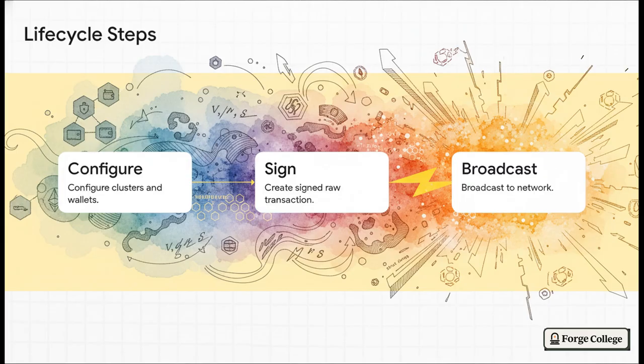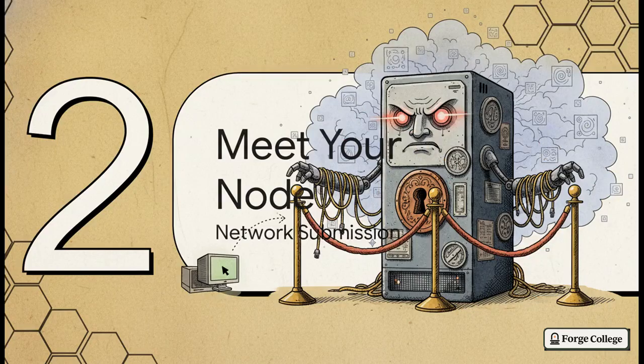We're grabbing that exact byte payload we signed locally and throwing it over the fence to see if it survives the harsh realities of network policies, gas limits, and super strict ordering. Moving right along to section 2, meet your grumpy nodes and how we handle network submission.